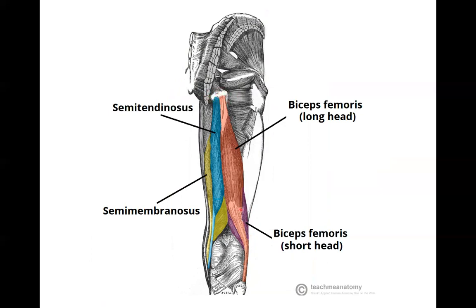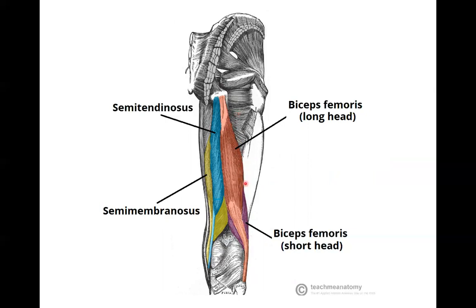So on the lateral side is biceps femoris. Biceps means 2 heads. So it has its long head that originates at the ischial tuberosity and a short head that originates on the posterior femur. And you can't see where it's attaching in this illustration.